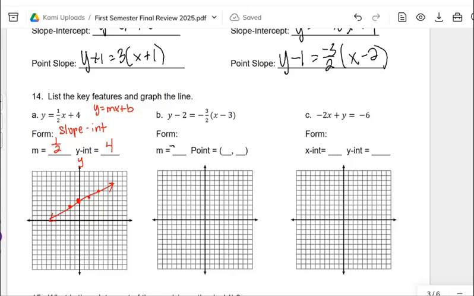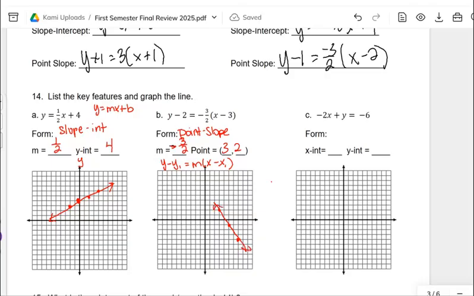Y minus 2 equals -3/2 times the quantity x minus 3. So this is going to be point slope. And remember that's y minus y1 equals m times x minus x1. So my slope is -3/2. And my point is the opposite, so it'd be 3, 2. So that's going to be my starting point. 3, 2. I go down 3 and to the right 2. And then you just draw the line, like so.